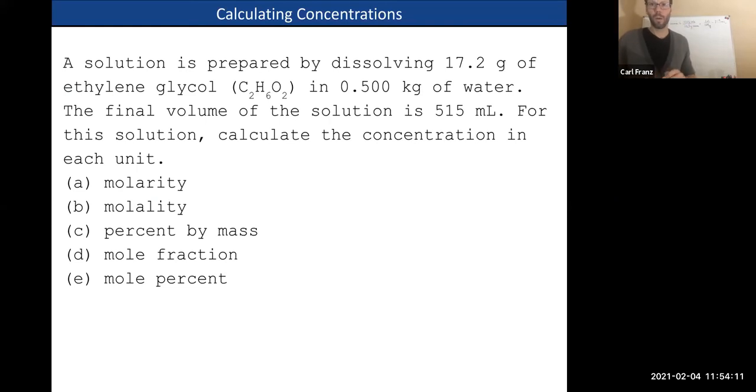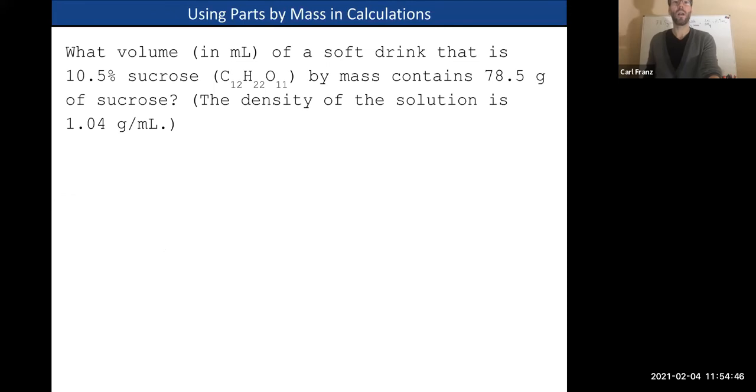A solution is prepared by dissolving 17.2 grams of ethylene glycol in 0.5 kilograms of water. The final volume of that solution is 515 mils. For this solution, calculate the concentration in each unit. Okay, so they're going to say calculate this in terms of molarity, molality, percent by mass, mole fraction, and mole percent. So I'm going to pause it. I want you to work on this, and then we'll go over it together.